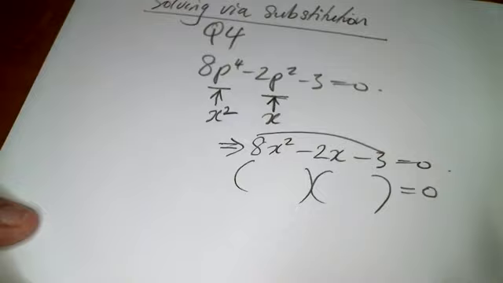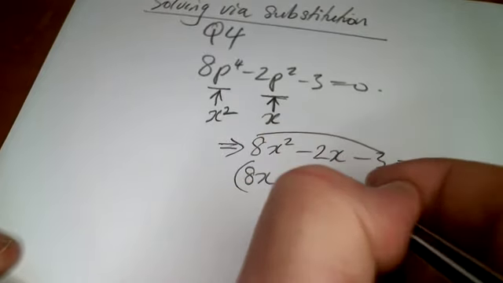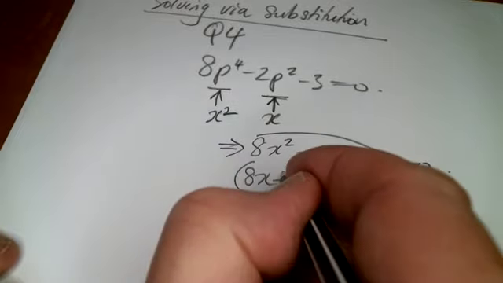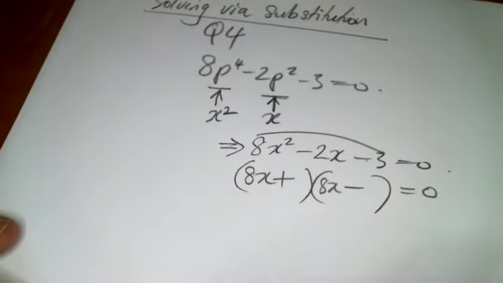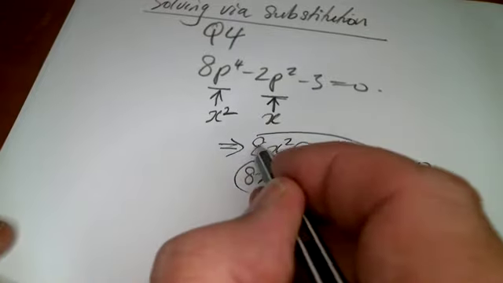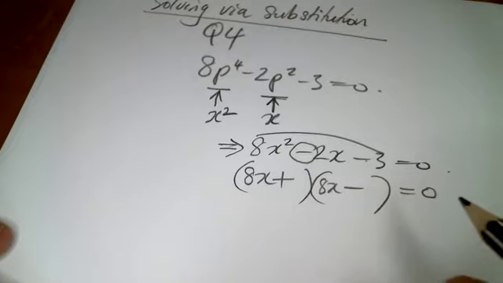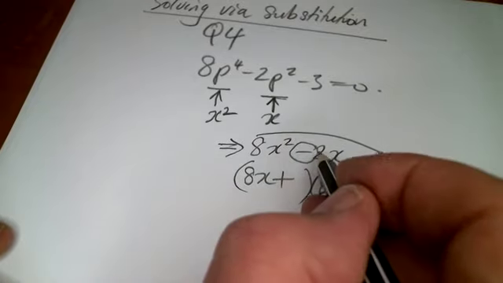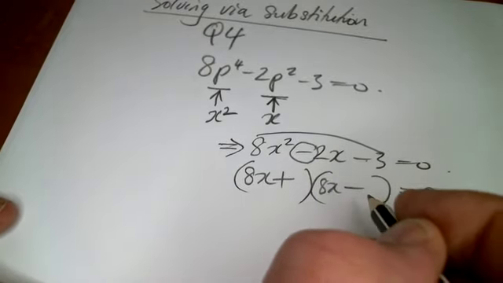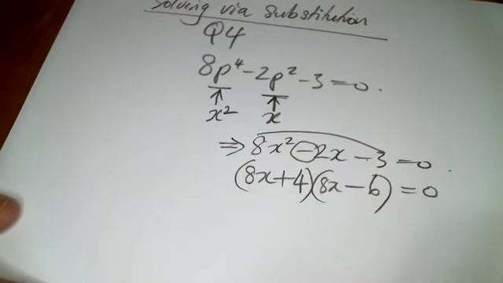So 8 3's are 24. I'll put 8x here and 8x here. Signs are going to be different, so one's a plus and one's a minus, and the biggest number is going to be a negative. What numbers are going to add to 2? Well, 8 3's are 24, that would be 6 and 4. Added and subtracted in various ways would give a 2 of some sort. So 6 and 4, the biggest one's going to be negative, so 6 goes here, 4 goes over here.